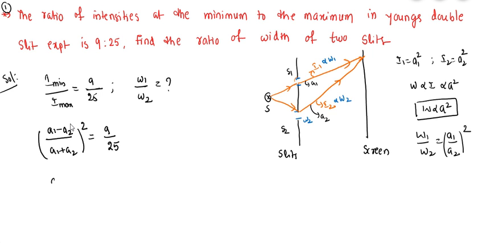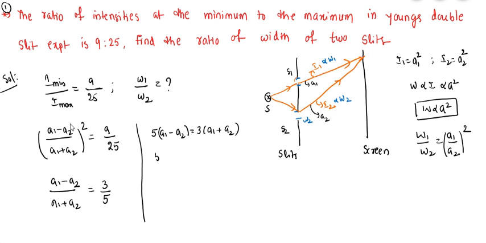This we can also write as A1 minus A2 by A1 plus A2 is equal to 3 by 5, taking the square root on both sides. Cross multiplication you can do. 5 of A1 minus A2 equals 3 of A1 plus A2. And 5A1 minus 5A2 equals 3A1 plus 3A2 we will get. 2A1 is equal to 8A2 we will get. Then from this A1 by A2 we will get 8 by 2, which is nothing but 4 by 1.